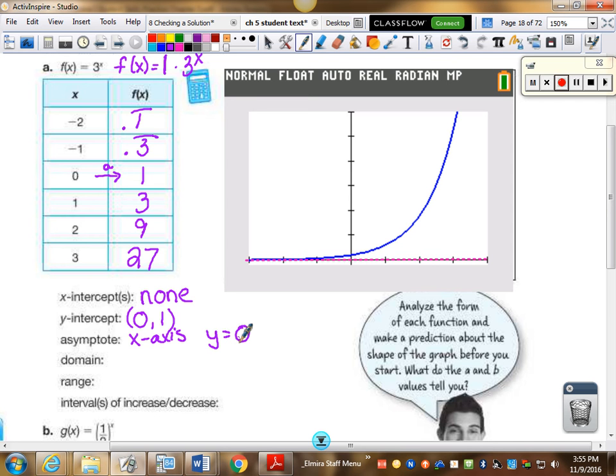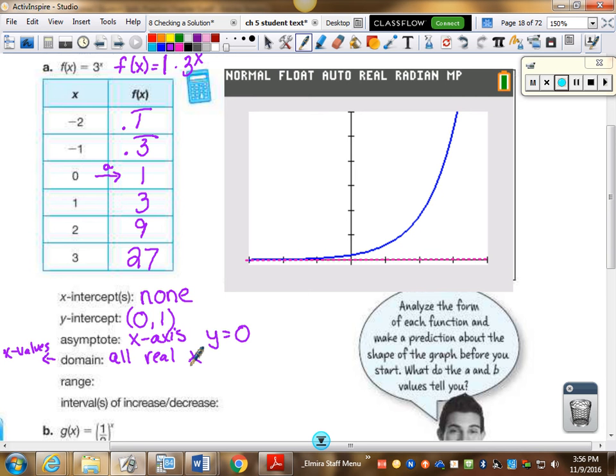Okay? Domain. If you forgot from chapter 1 what domain means, domain means your x values. What is x allowed to be? In an exponential function, your domain is all real x. And we say the word real because x can be whole numbers, can be positive, can be negative, can be fractions, can be decimals. There's no limitation on what type of number x can be. Okay? Just has to be a real number.